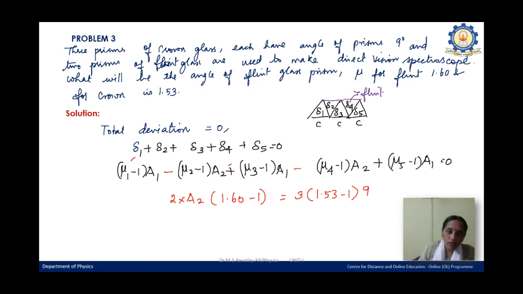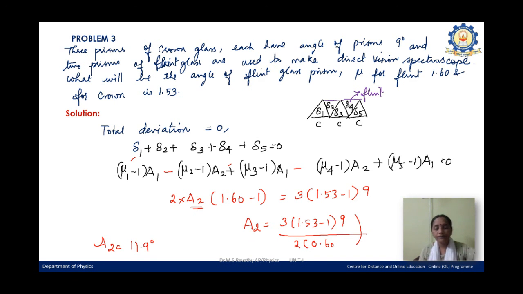So solving this, the task is to find out the angle of the prism for flint. So A2 is equal to 3 into 1.53 minus 1 into 9 divided by 2 into 0.60. So work it out, and the answer for A2 will be 11.9 degree. So thus we have completed problem number 3.